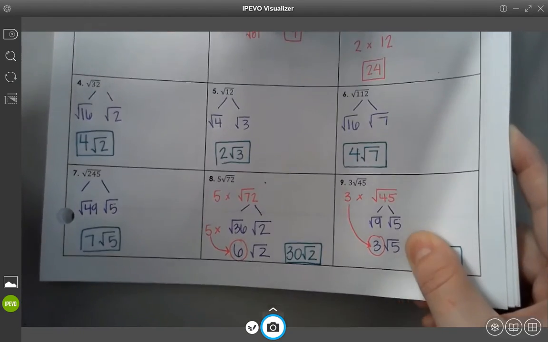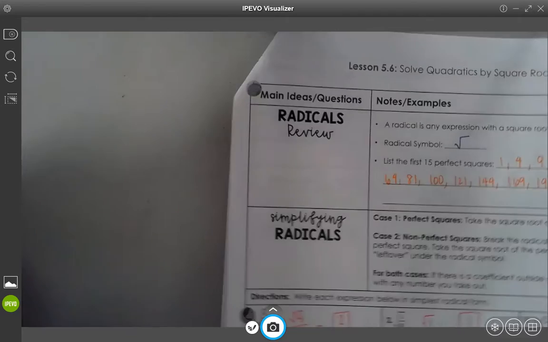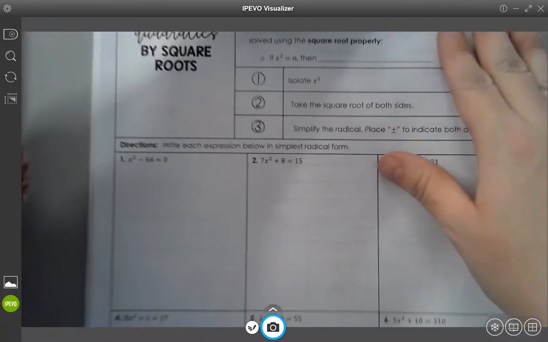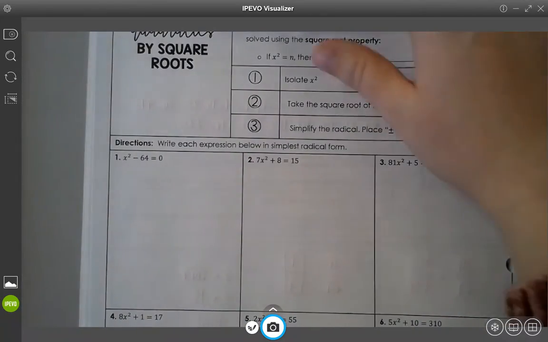So we're going to get to some questions with quadratics and how we're going to find the x-intercepts using what we just learned.